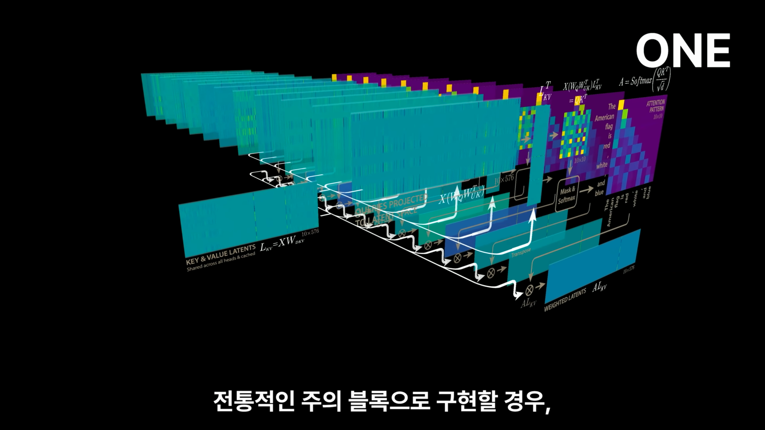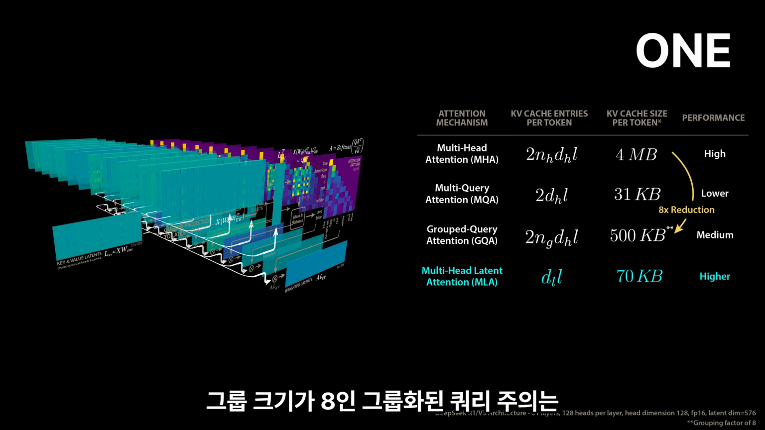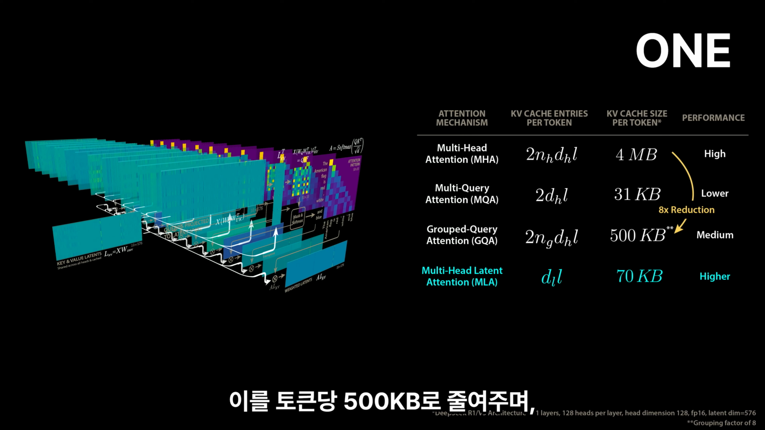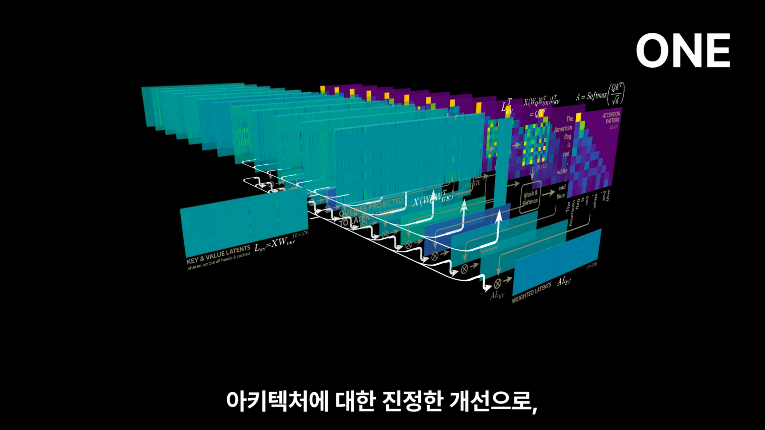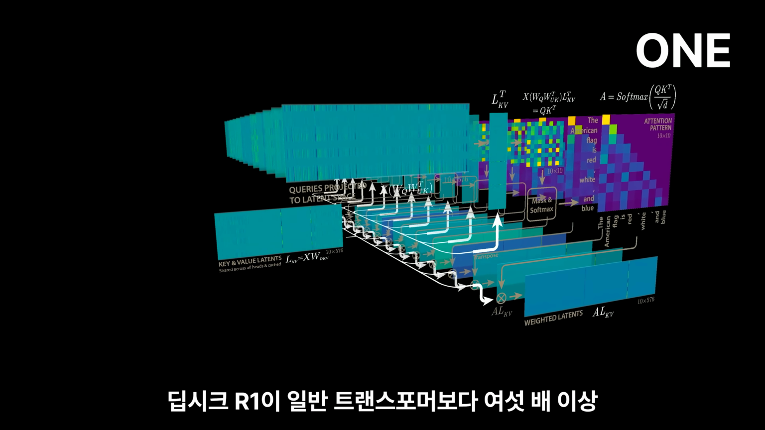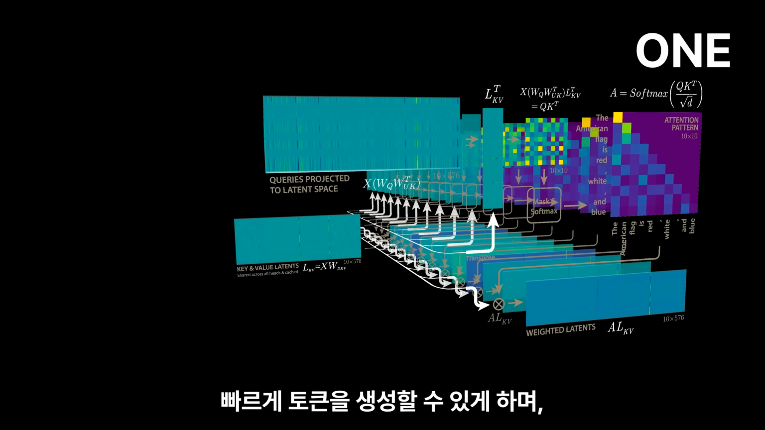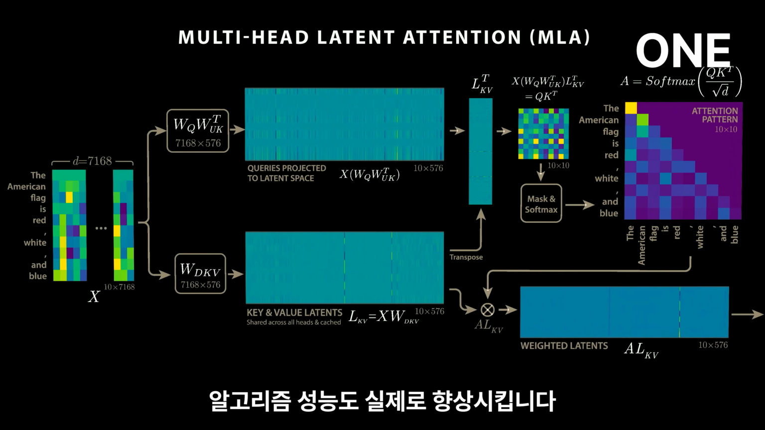If implemented with traditional attention blocks, R1 would require 4 megabytes of KV cache per token. Grouped query attention with a group size of 8 would cut this down to 500 kilobytes per token, and multi-head latent attention reduces the needed cache to only 70 kilobytes per token, a 57x reduction. What we're left with is a true improvement to the transformer architecture, enabling DeepSeek R1 to generate tokens more than 6 times faster than a vanilla transformer, while actually improving algorithmic performance.